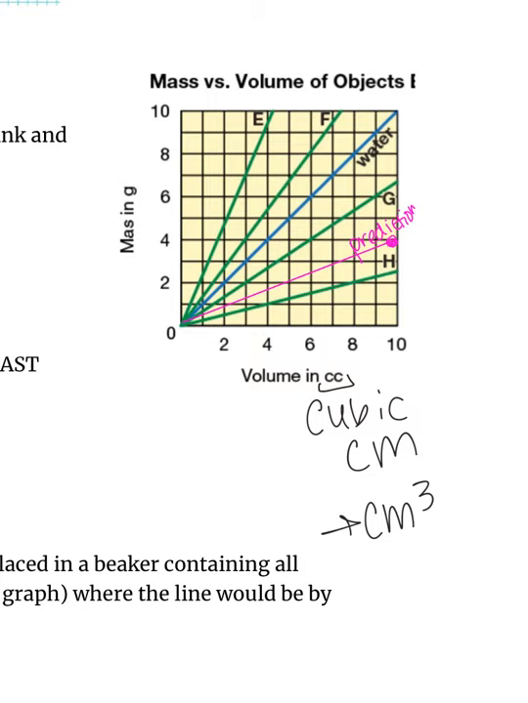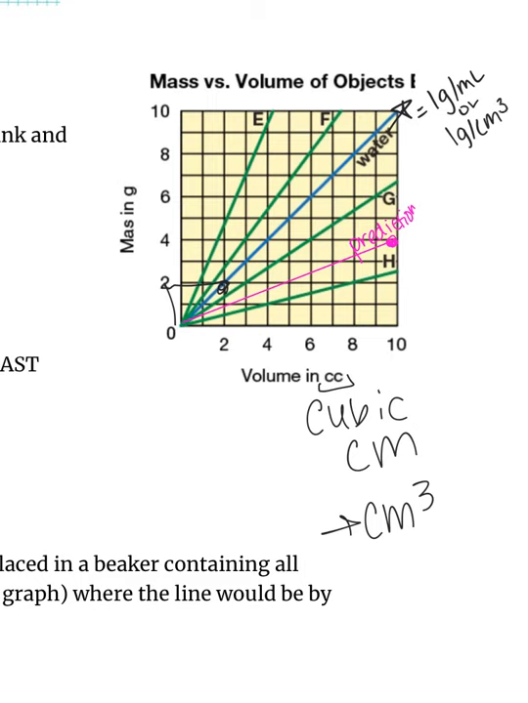All right, so up here, if you look, there's water. That's the blue one. If you notice, the slope is 1. I rise 2, I run 2. 2 divided by 2 gives me a slope of 1. Hopefully you remember that the density of water is 1 gram per milliliter or 1 gram per centimeter cubed.